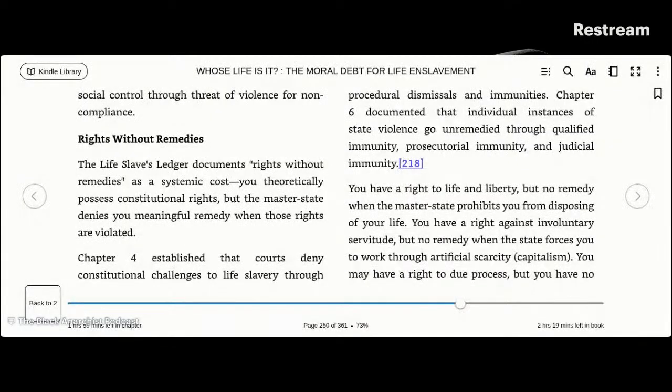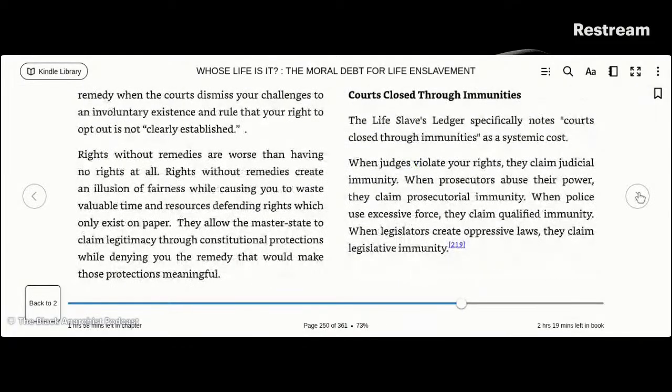You have a right to life and liberty, but no remedy when a magistrate prohibits you from disposing of your life. You have a right against involuntary servitude, but no remedy when the state forces you to work through artificial scarcity in the form of capitalism. You may have a right to due process, but you have no remedy when the courts dismiss your challenges to an involuntary existence and rule that your right to opt out is not clearly established.